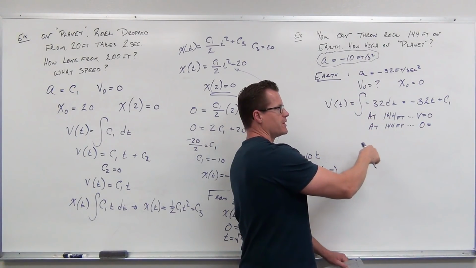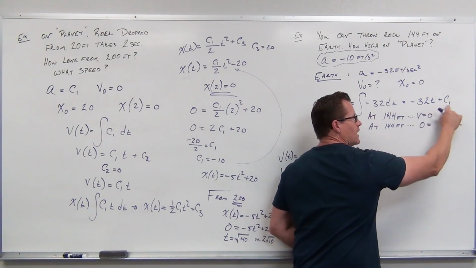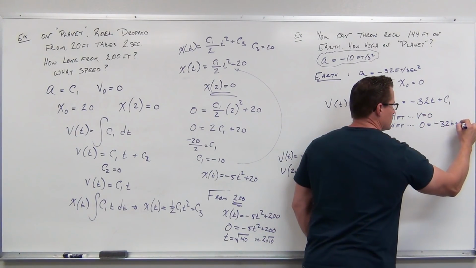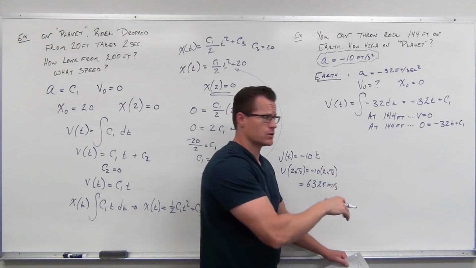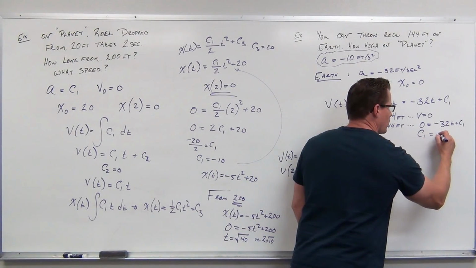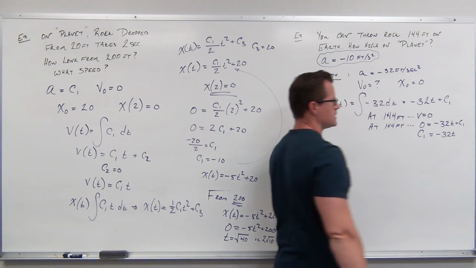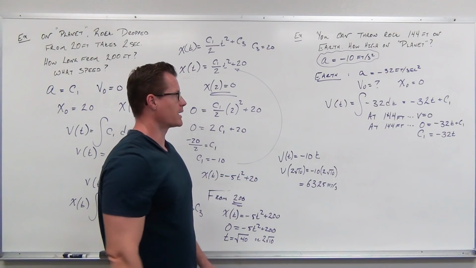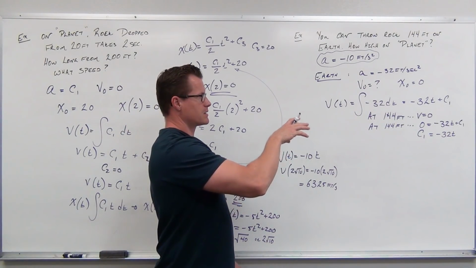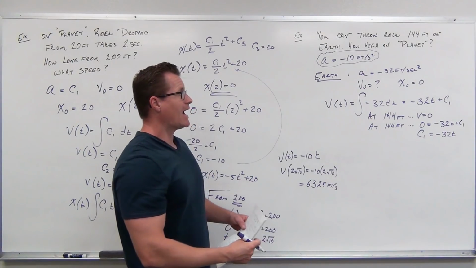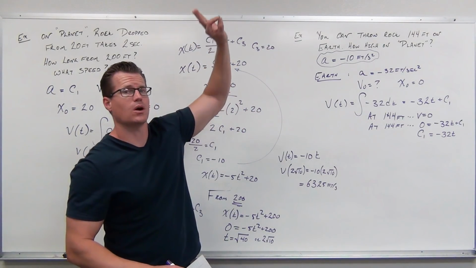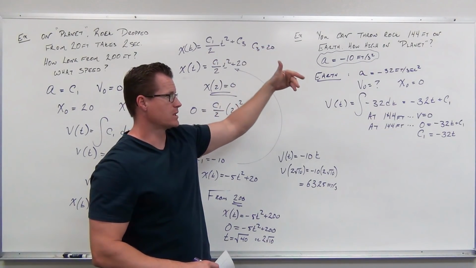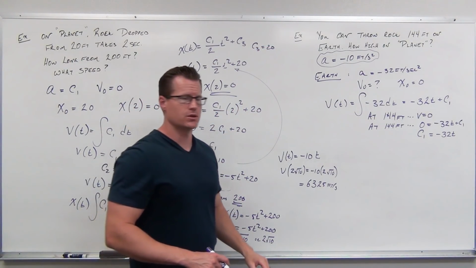At 144 feet, our velocity is going to equal 0. So when we get down to it, our c sub 1 is negative 32t. That's cool. So we're going to be able to use that a little bit later. So we know that our velocity is negative 32t plus c1. At 144 feet, we've reached our max. Our velocity will be 0 at that height. That we can use to say, hey, c sub 1 is negative 32 feet.